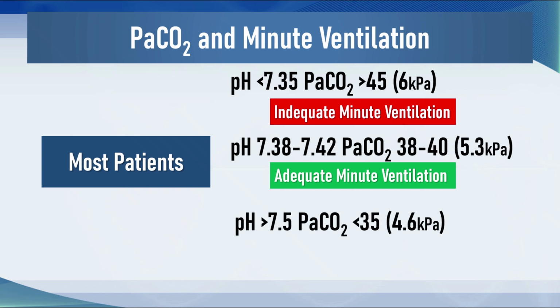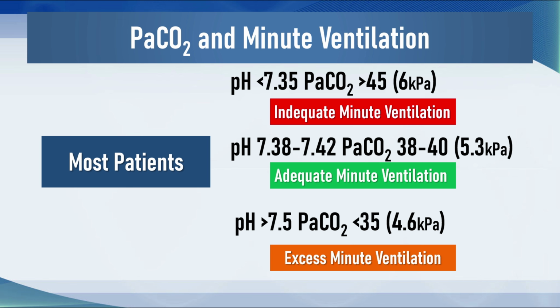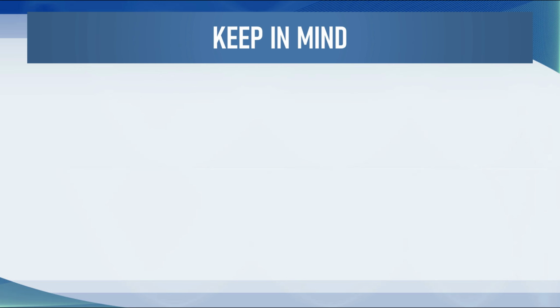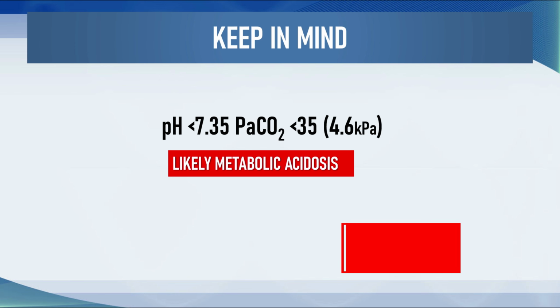And likewise, if the pH is high and the patient has a respiratory alkalosis, then we need to reduce the minute ventilation by whatever means to get the minute ventilation to the normal range so that the patient's CO2 is normal. Keep in mind that if the patient has a low pH and a low PaCO2, that means the patient is hyperventilating, but they're acidotic. This is likely metabolic acidosis.